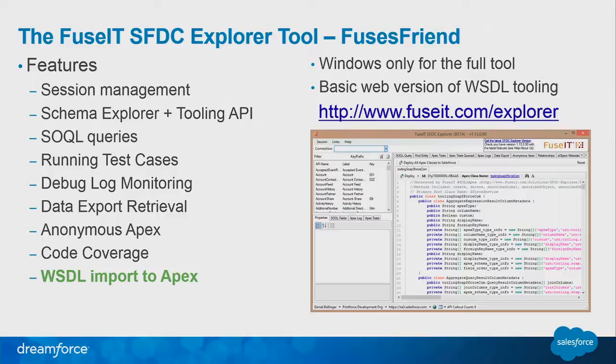At this stage, it's a Windows-only tool. There is, however, a basic web version of the same tooling that you'll see in this demo. It doesn't have all the features, but it'll get the core part of it done for you. But you can get both of those from fuseit.com/explorer. I want to point out that this is a free tool, and I believe the expression is free as in beer. You can download it, distribute it, give it away for free. We don't give out the source code at this stage.